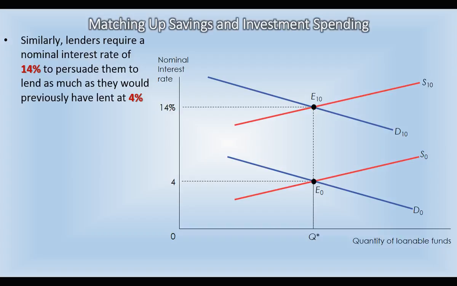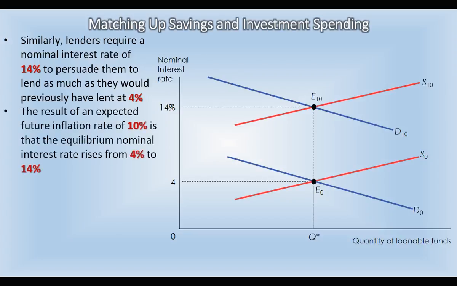And so therefore, at the old quantity of loans being lent out, they're going to demand 14%, and that's going to shift the entire supply curve up again to this point, S10, which will get us to this new equilibrium point, which corresponds to the nominal interest rate of 14%. So the result of an expected future inflation rate of 10% is that the equilibrium nominal interest rate rises from 4% to 14%.